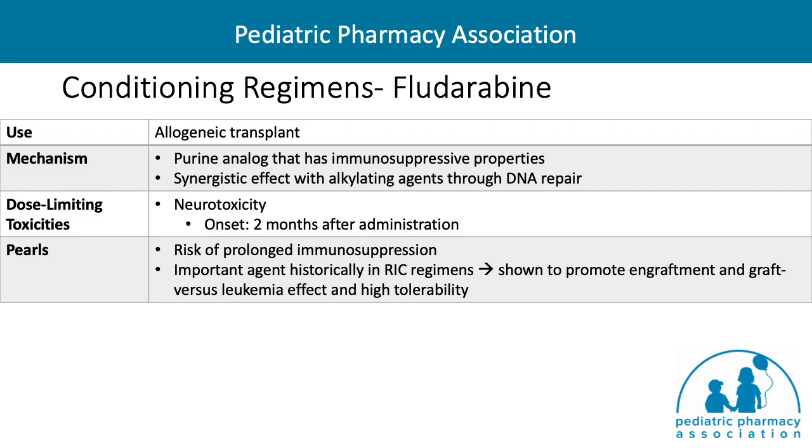Dose-limiting toxicities include neurotoxicity, and the onset of neurotoxicity is usually seen about 2 months after administration. Of note, fludarabine has a risk of prolonged immunosuppression, which is particularly important with these patients, and also making sure that they have important monitoring and supportive care. It's also an important agent historically in RIC regimens, and it's shown to promote engraftment and graft versus leukemia effect and high tolerability.